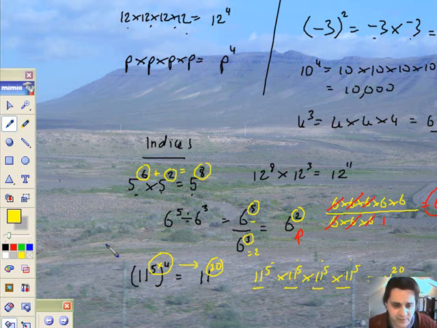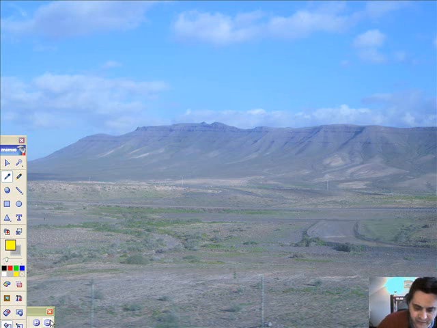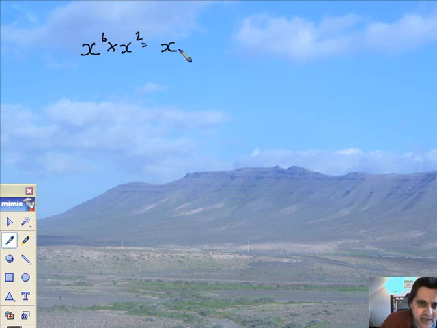Right, question 5, let's just turn over and do a couple of these. And then we're going to move on. Question 5, here we go. Simplify the following. Dead easy. If it works for numbers, it's going to work for letters. X to the power of 6 times x to the power of 2 is x to the power of, guess what, 8. Have a mark.